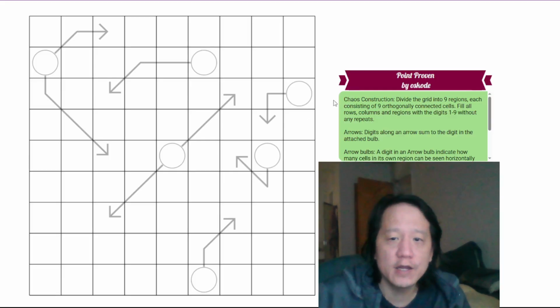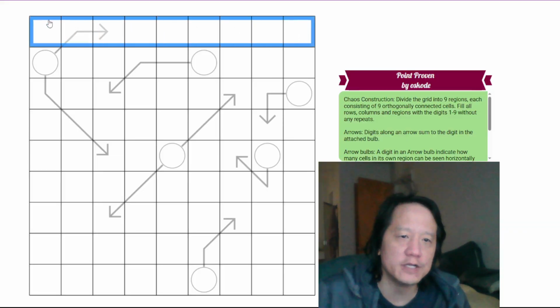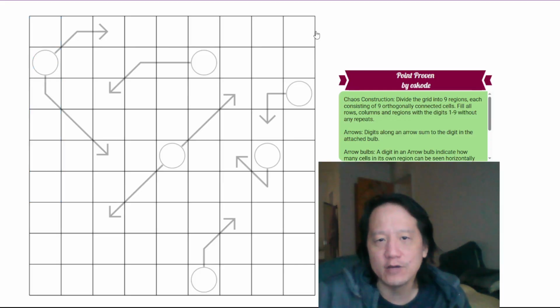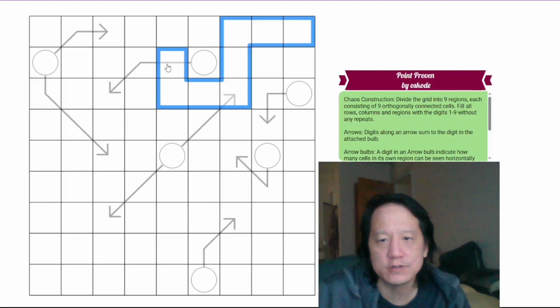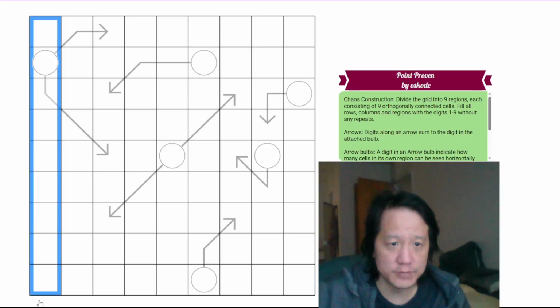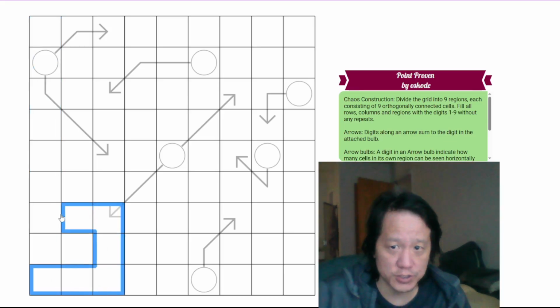We have the Chaos Construction rule set, where we need to divide the grid into 9 regions, each consisting of 9 orthogonally connected cells, and fill all rows, columns, and regions with the digits 1 through 9 without any repeats.